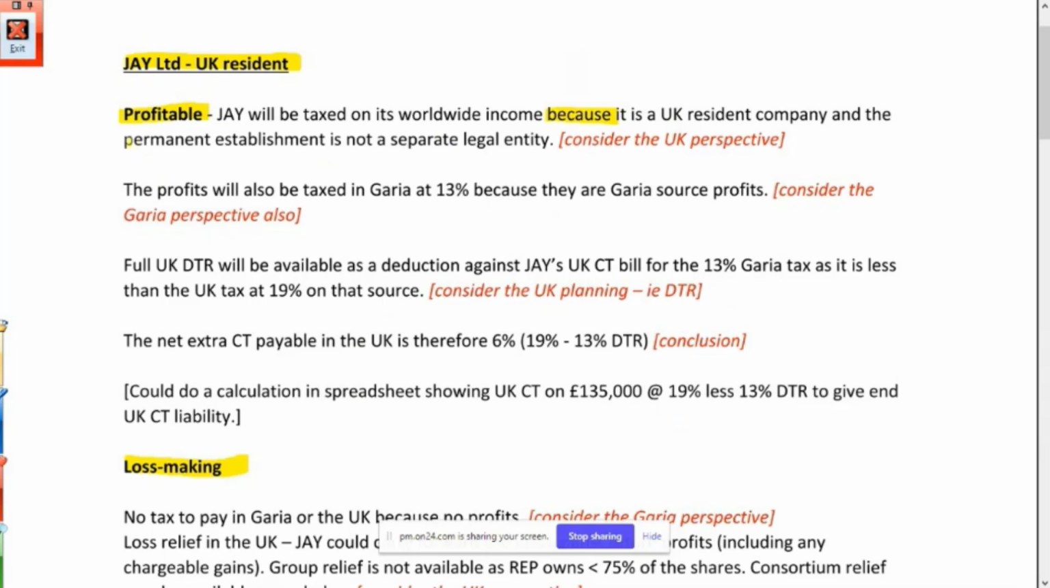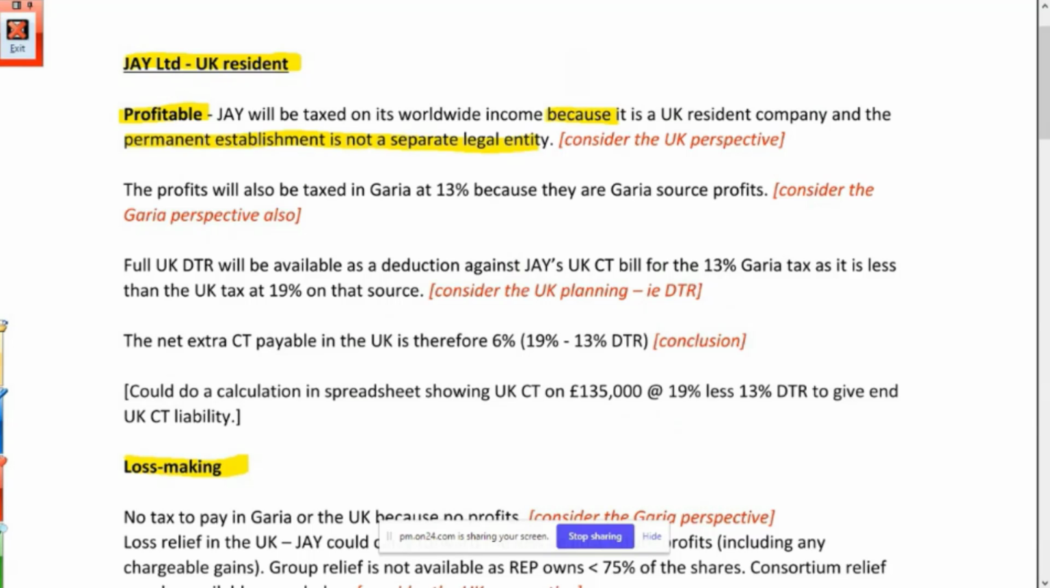And if you thought of it, the permanent establishment is not a separate legal entity. Permanent establishment is just like the branch that J, the legal person, is running overseas. So there I've considered the UK perspective. You could flip and consider the perspective in Garia. The profits will also be taxed in Garia at 30% because there are Garia source profits.